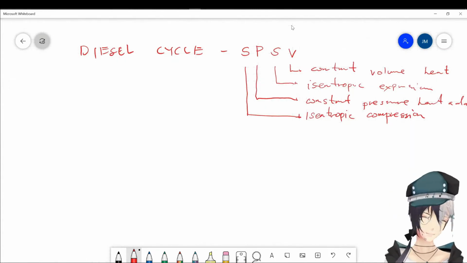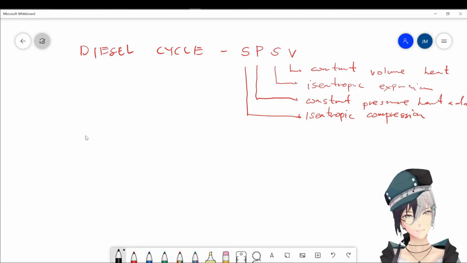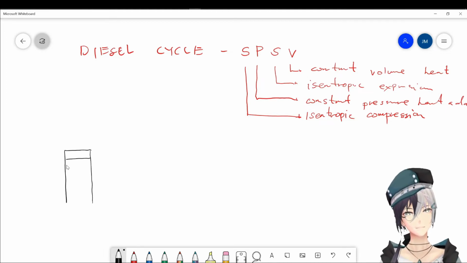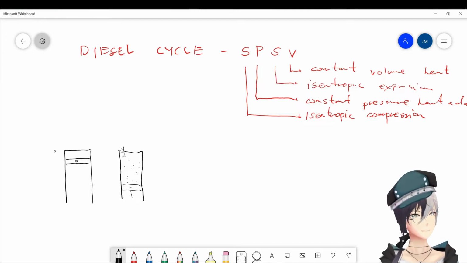So in the diesel cycle, same thing. Let's consider this piston cylinder assembly. Okay, so this is your origin, and then the inlet valve is open. So intake. So you now have air. So intake stroke, air only.